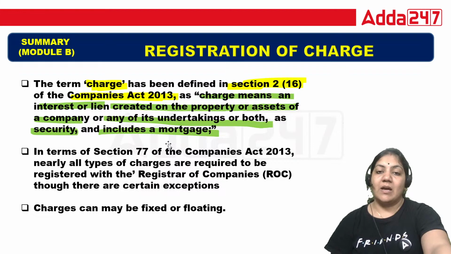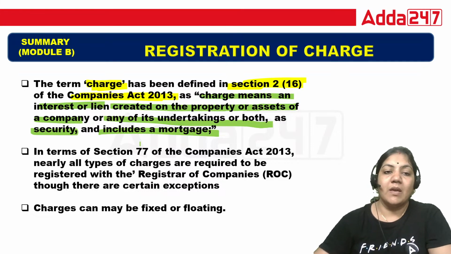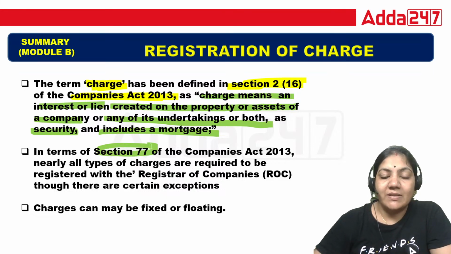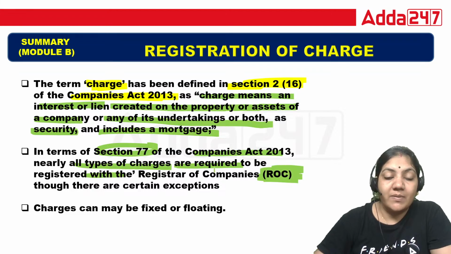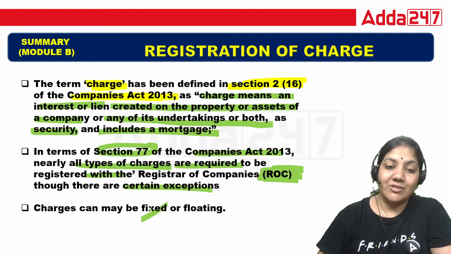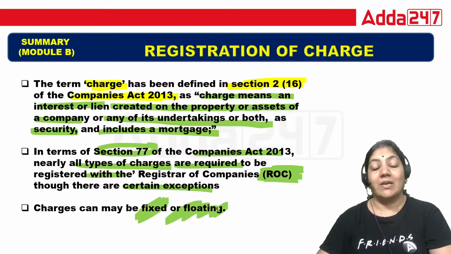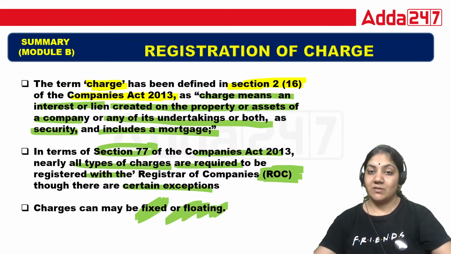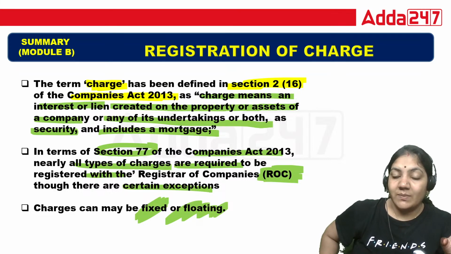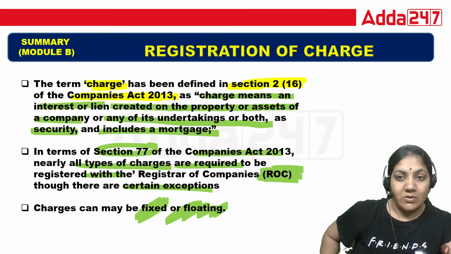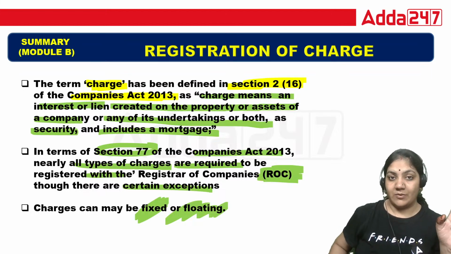Under section 77 of the Companies Act, nearly all types of charges are required to be registered with the Registrar of Companies, with certain exceptions, and the charge may be fixed or floating. Suppose if the property is fixed, the charge will be fixed, and if the property is dynamic in nature, the charge will also be of a floating nature. So this is very important. Okay.